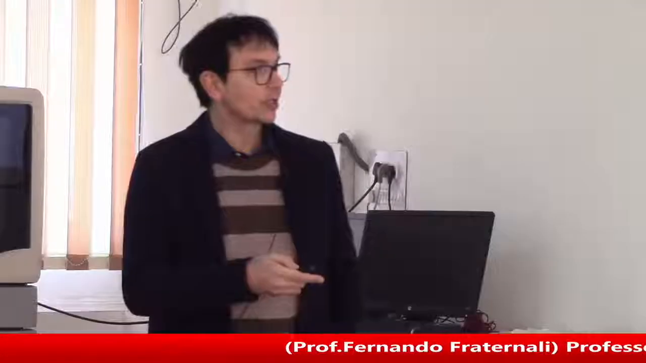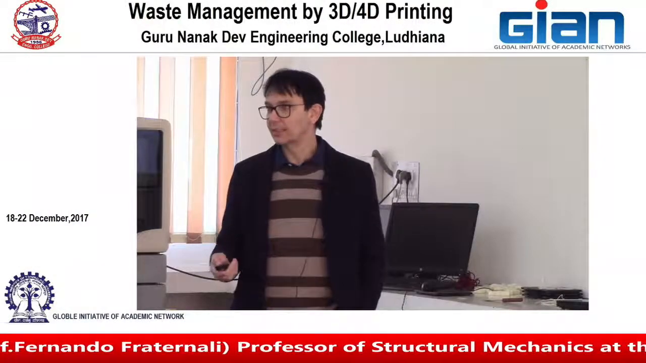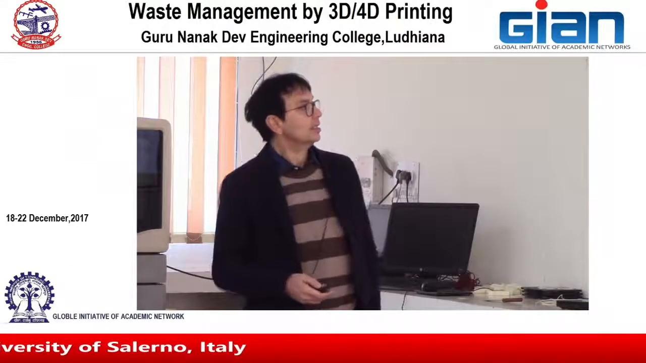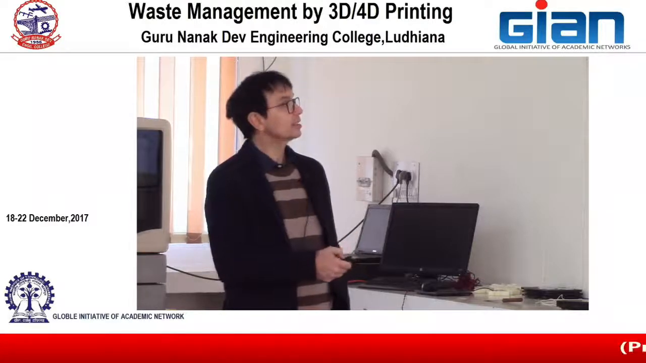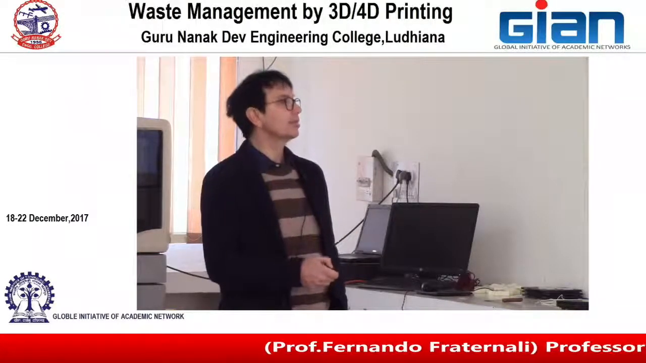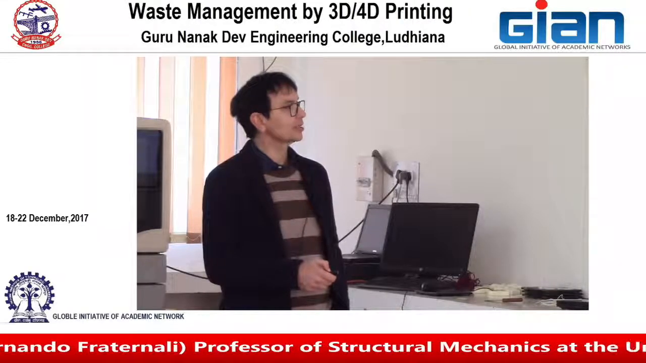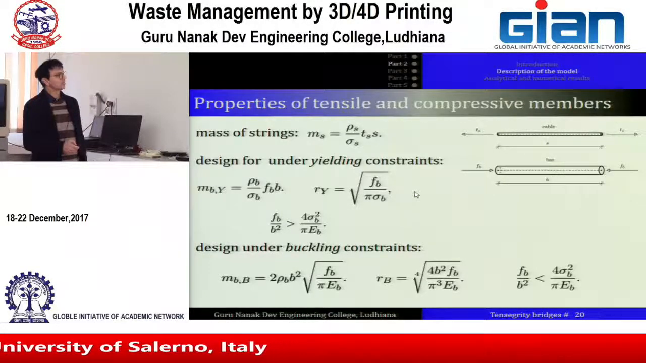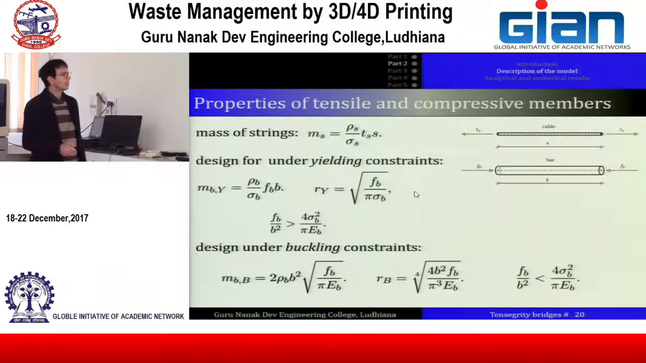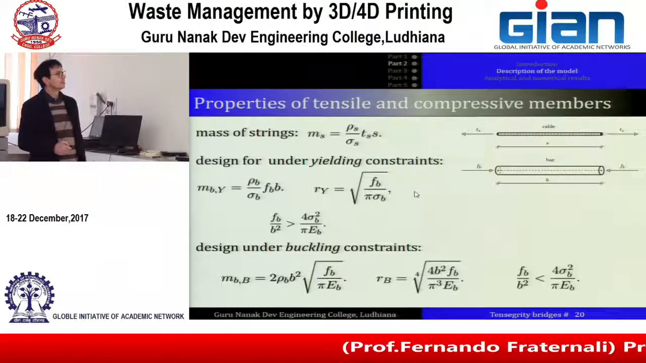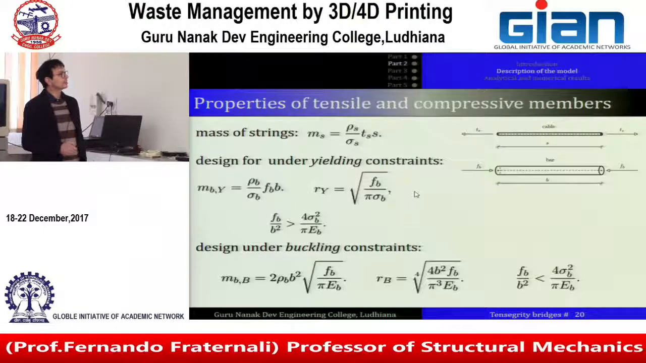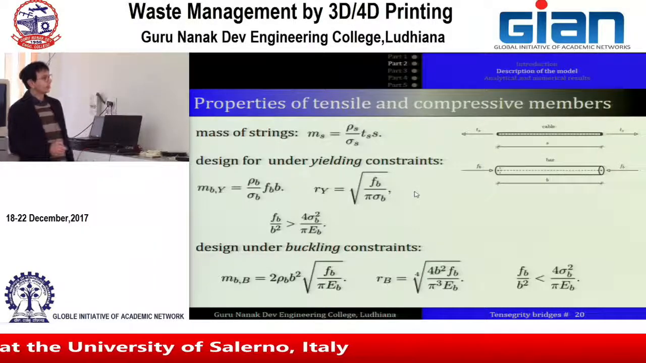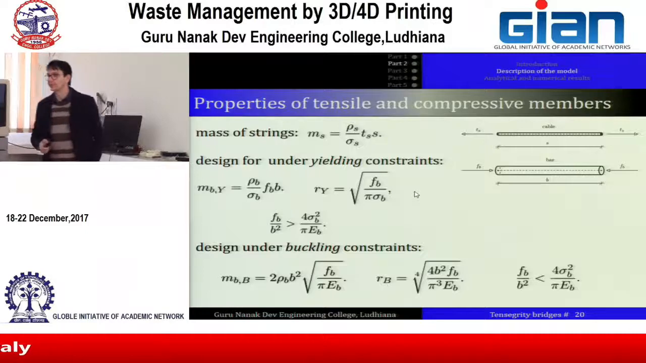So those are preliminaries. We compute the mass and we want to minimize the mass, maybe the normalized mass. So this is the mass of the string under the yielding constraint. Then you can assume that the cross section is circular and has a given radius. Then this is the mass of the strings, which we have already computed.